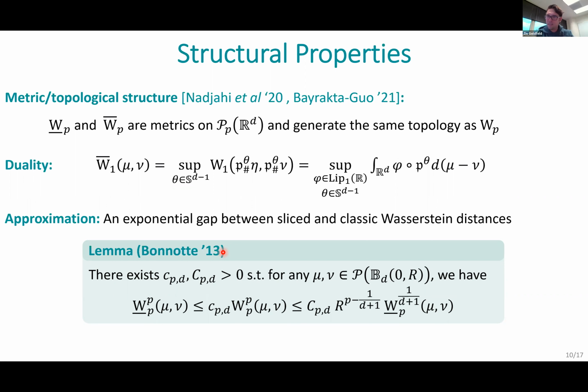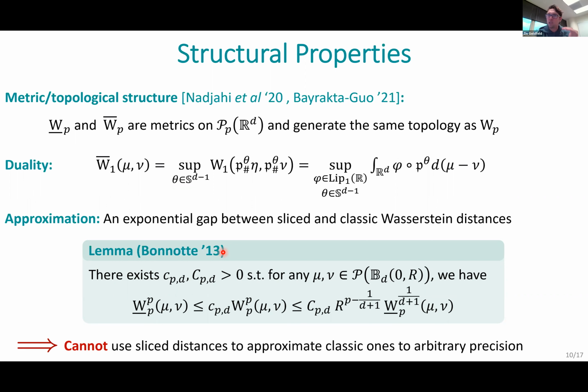We have projected the problem down to a lower dimensional space, and there is some inherent information loss in doing that, and it is what it is. So you cannot approximate classic distances arbitrarily well using sliced ones, okay? And that's pretty much what I wanted to say about structure.